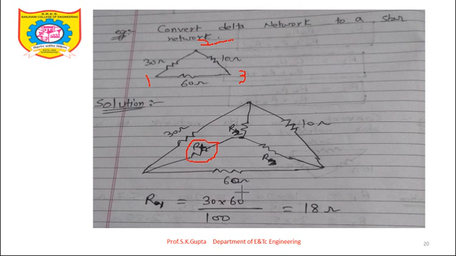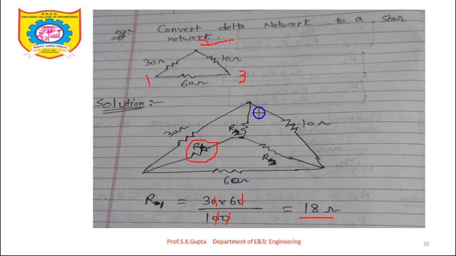30 plus 60 plus 10 is 100. So 30 into 60 divided by 100, 0 0 cancel, here 0 0 cancel. So 3 into 6, 18 divided by 1. So the answer of R1 is 18.